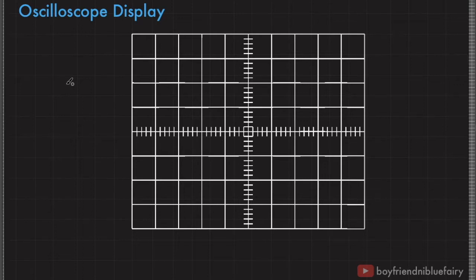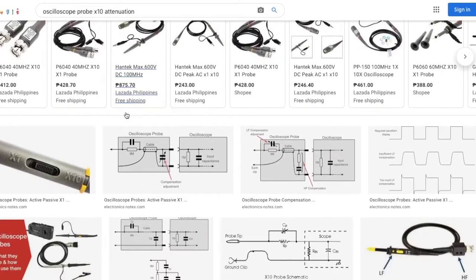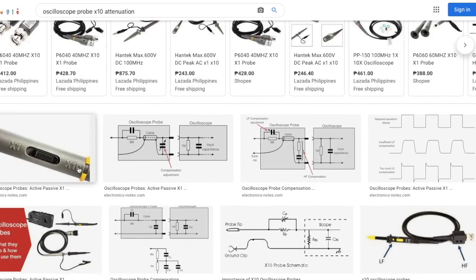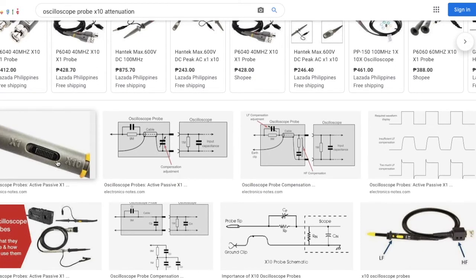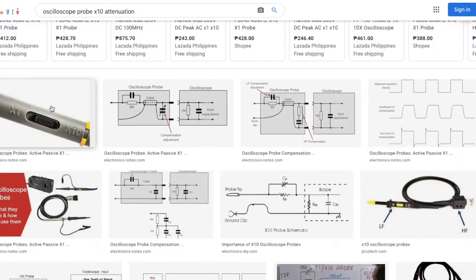So let's look at the oscilloscope probes. Here are some examples. If we look at the oscilloscope probes, the one that is connected to the ports, there is this button for times 1 or times 10 attenuation. Apparently, this button is for enabling attenuation. So for example, when you activate this times 10 button, you're reducing the voltage by a factor of 10. Mathematically speaking, you are dividing the signal so that it would fit into our display.